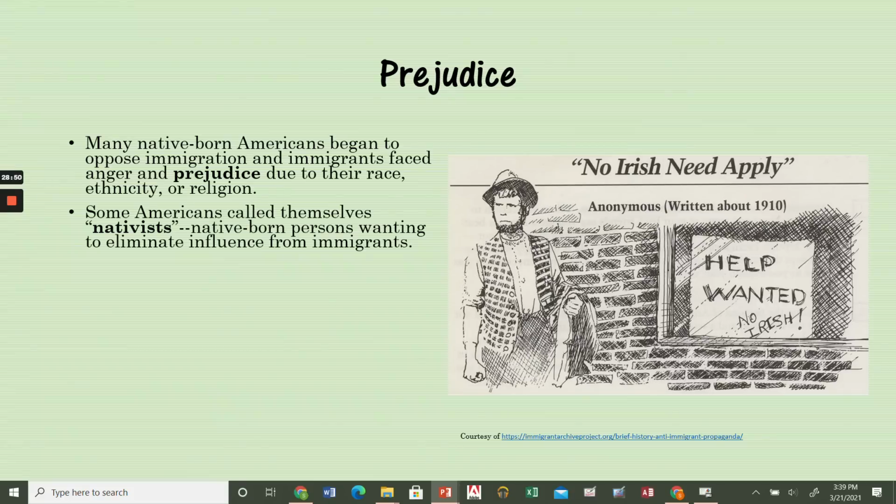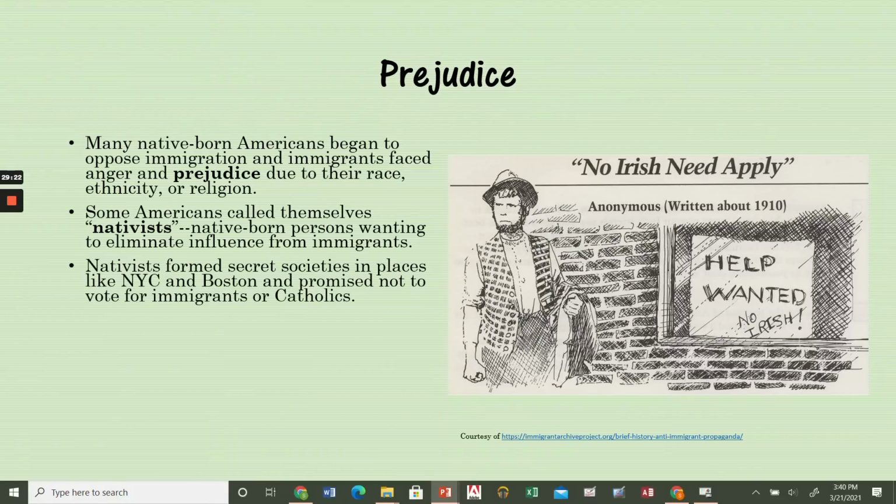And so some Americans called themselves nativists. All right, a nativist is a native-born person who wants to eliminate influence from immigrants. All right, so I guess they didn't like Christmas trees and hamburgers. And these nativists were claiming that, oh well, these immigrants are going to change the country, change our culture, and we don't want that, and they shouldn't be allowed to influence our culture.